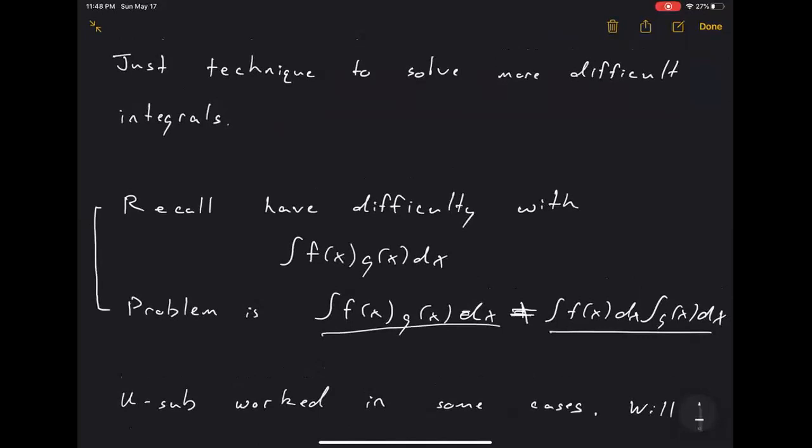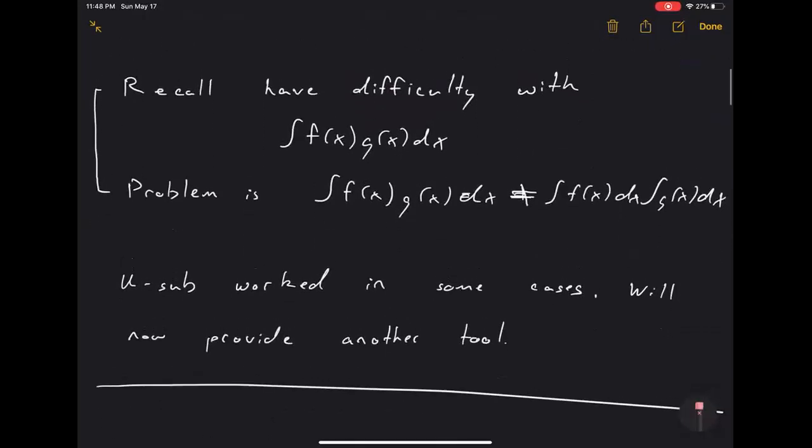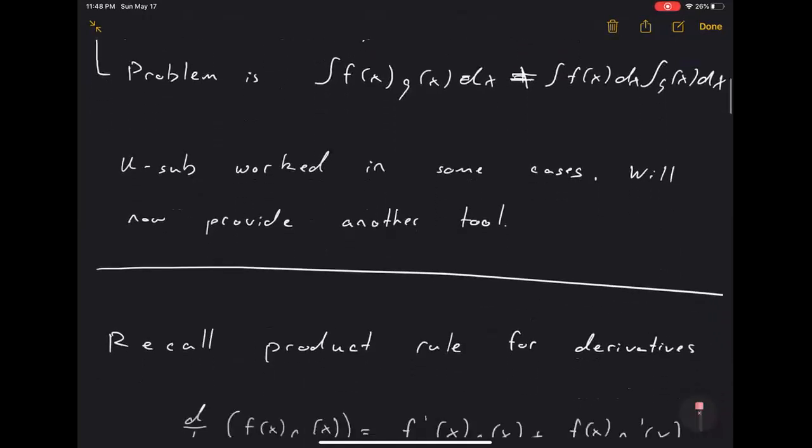All right, so a lot of our integration techniques are dealing with this kind of issue, and we saw an example of that with u substitution. U substitution was one way we got around this problem. Okay, so u substitution works in some cases, but it's not going to work in every case. So we're going to develop a new technique in this section, integration by parts.